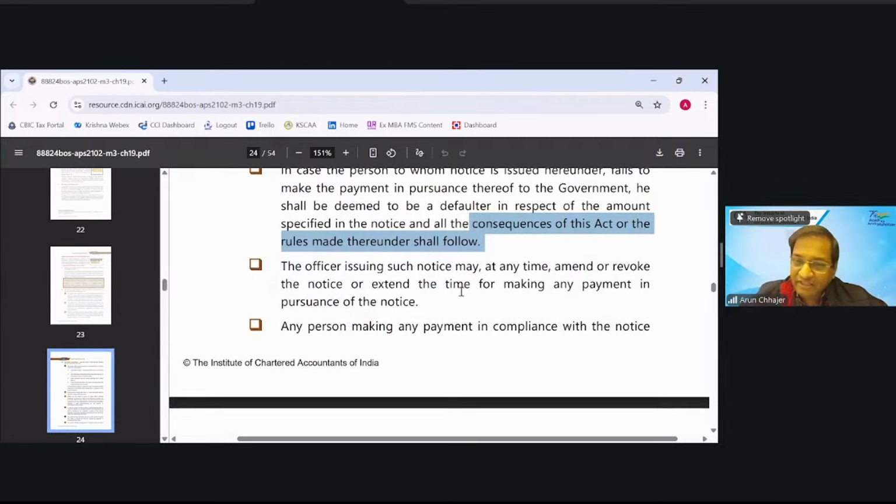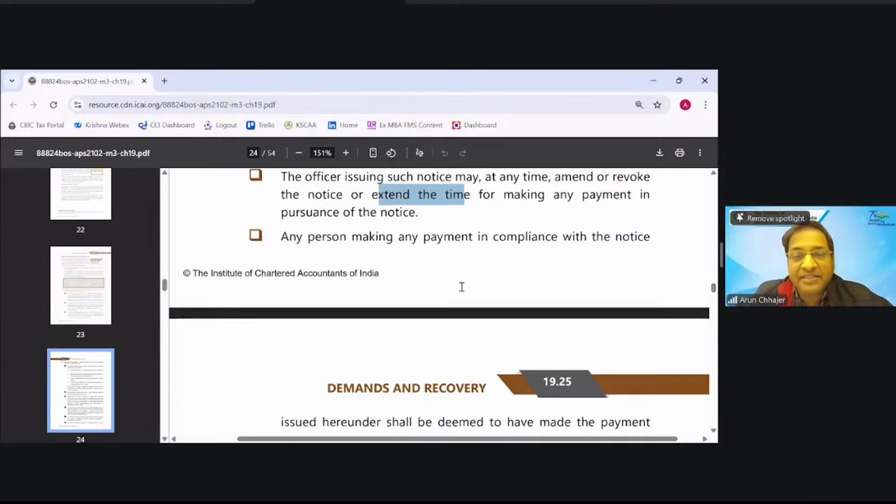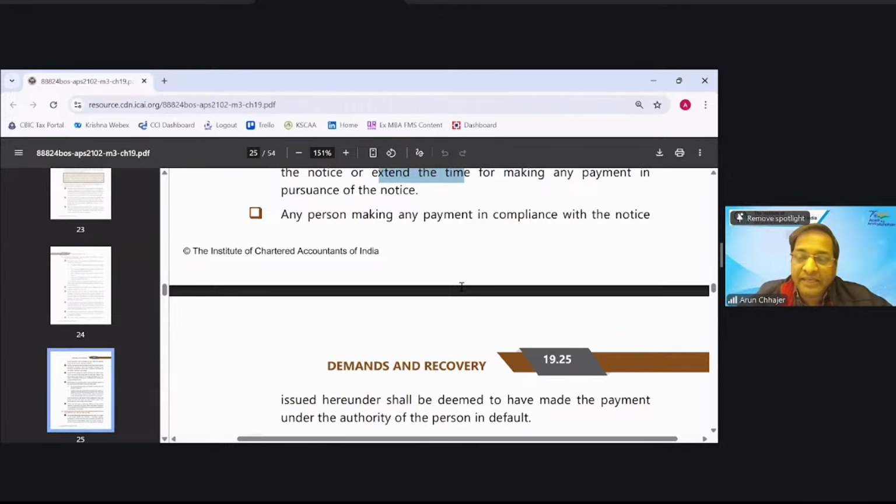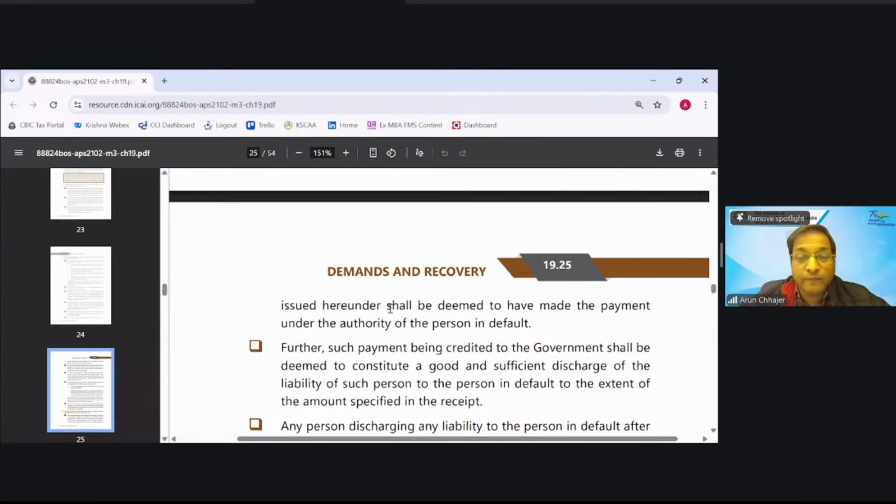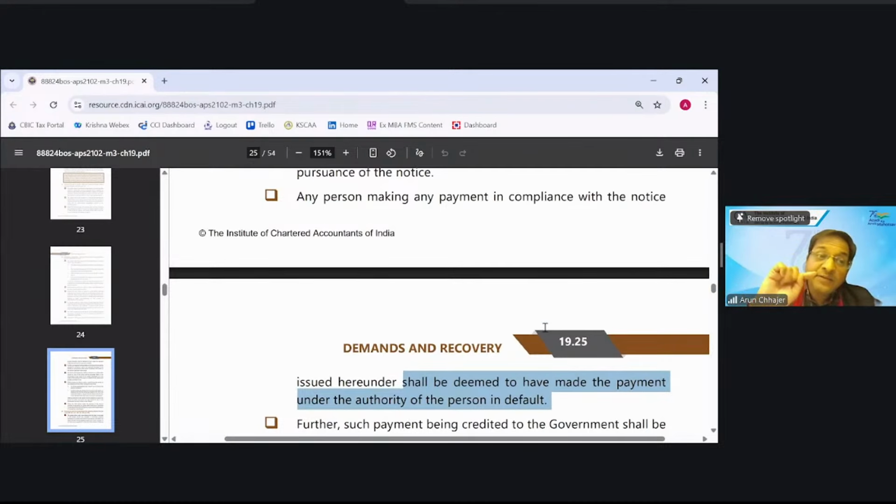Officer issuing such notice may at any time amend or revoke the notice or extend the time for making the payment. Any person making any payment in compliance with the notice issued shall be deemed to have made the payment under the authority of the person in default. मतलब अब अगर टेनेंट पे करता है तो मान लिया जाएगा, it will be deemed that the landlord has made the payment, defaulter has made the payment.